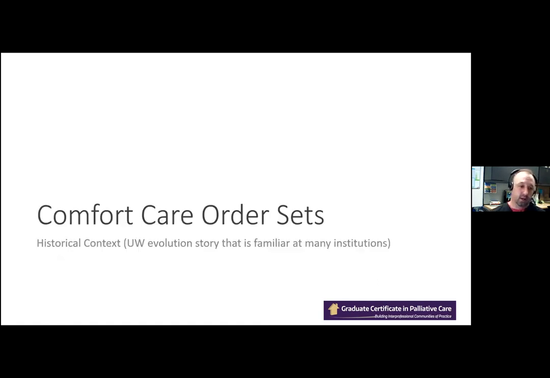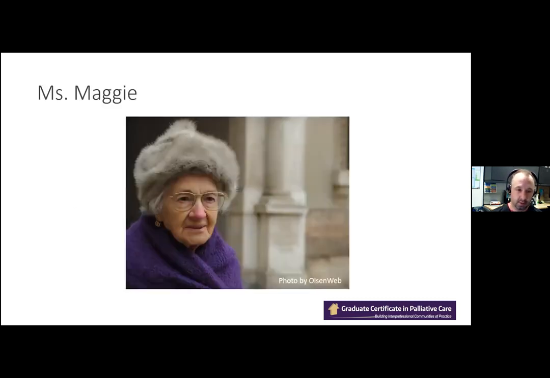So let's take a look at the evolution of comfort care order sets, again, using the University of Washington as a model. So we'll start with a case. This is a stock photo, not a real patient, but representing a patient with a familiar story. This is an 87-year-old woman, we'll call her Miss Maggie, who has a history of moderate dementia and heart failure, slipped and fell into a scalding hot tub that she was filling for herself, and had severe burns on her back, thighs, arms.